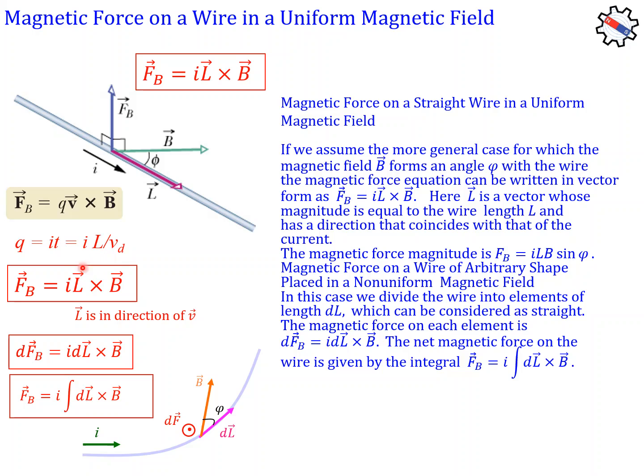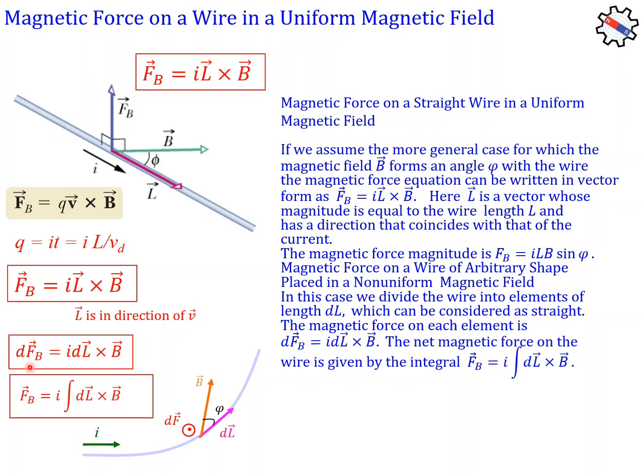Well, that means we can replace QV by IL. And there we have it, IL in place of our QV in the original equation. That's now the force on that group of charges in that wire, that current. We can consider straight wires with that, that's fine. Or if we have a wire that has some profile to it, we would need to consider the contributions of force to that wire for each little bit of the wire, each little dl.